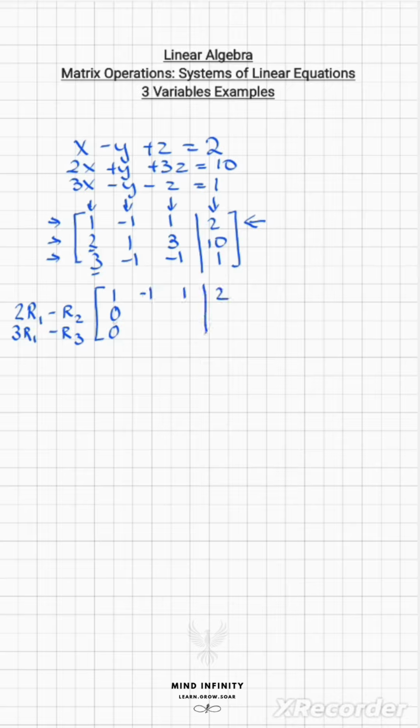And then since we have zeros here, these are the operations we are going to perform, like that. So 2 times row 1 is going to be 2 minus 2, that's 0. So -1 times 2 minus 1, that gives us -3. Then 2 times 1 minus the 3, that's -1. Then 2 times the 2 minus the 10 is going to give us -6.